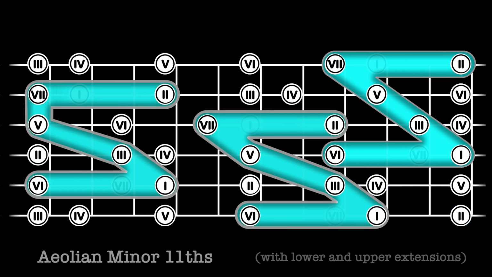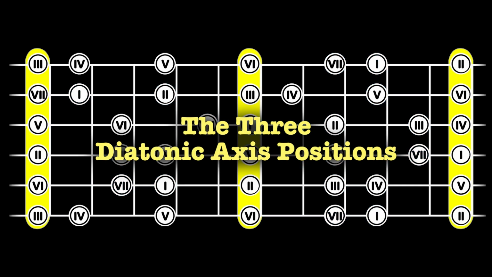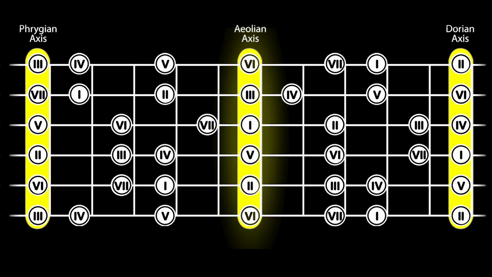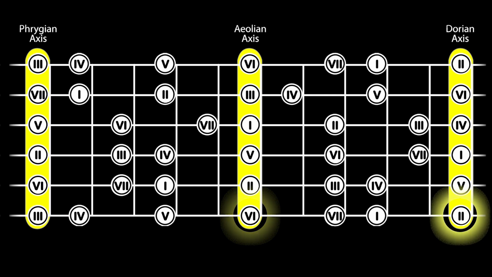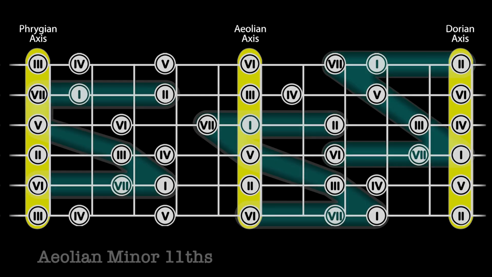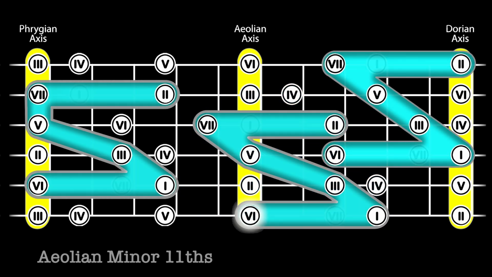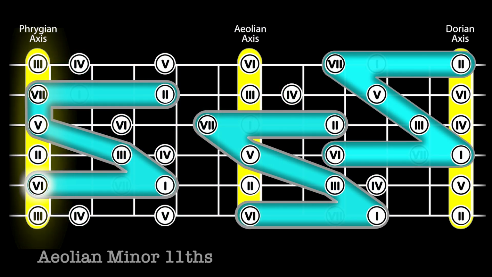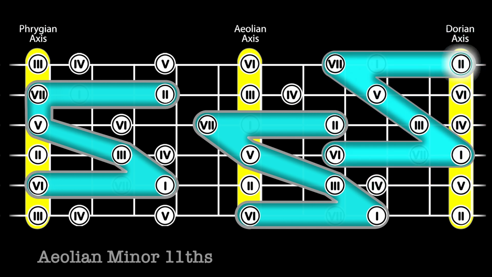These minor 11th arpeggios are positioned in relationship to each other and also in relationship to the 3 diatonic axis positions, the Phrygian axis, the Aeolian axis, and the Dorian axis, rooted in the 3, the 6, and the 2, respectively. The lower Aeolian form of the minor 11th is rooted on the 6th string of the Aeolian axis. The middle form is rooted on the 5th string of the Phrygian axis, and the upper form, ending on 2, has its highest note on the 1st string of the Dorian axis.